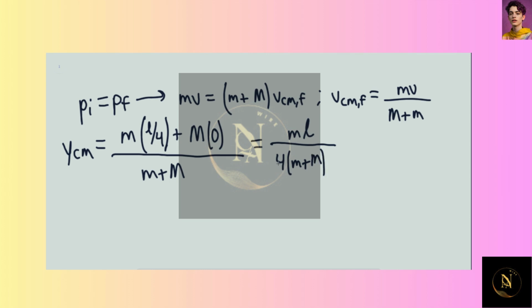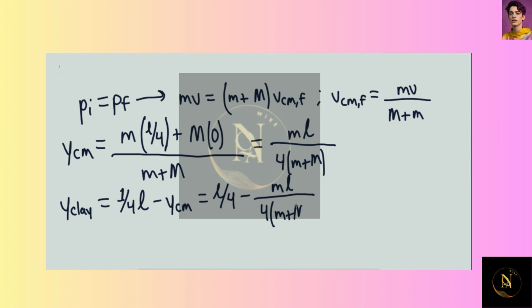And the distance, we would say the y position of the clay ball with respect to the center of mass, this would be 1/4 times L minus the y position of the center of mass. This would be equaling, we could say, L over 4 minus mL over 4 times M plus m. And this is giving us the mass of the thin rod divided by 4 times M plus m.